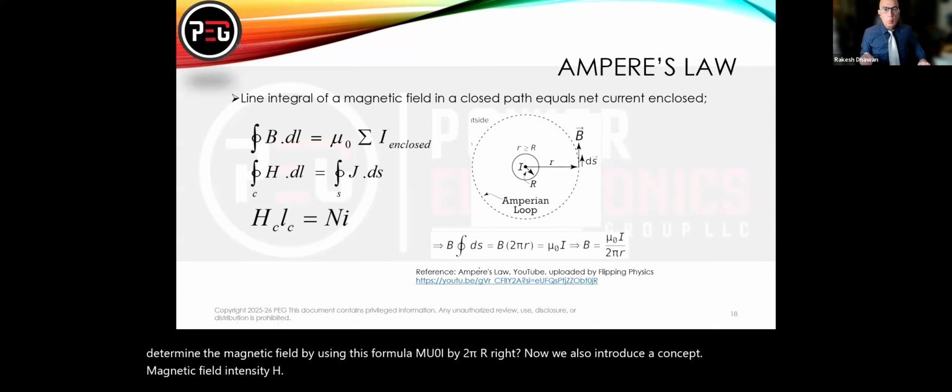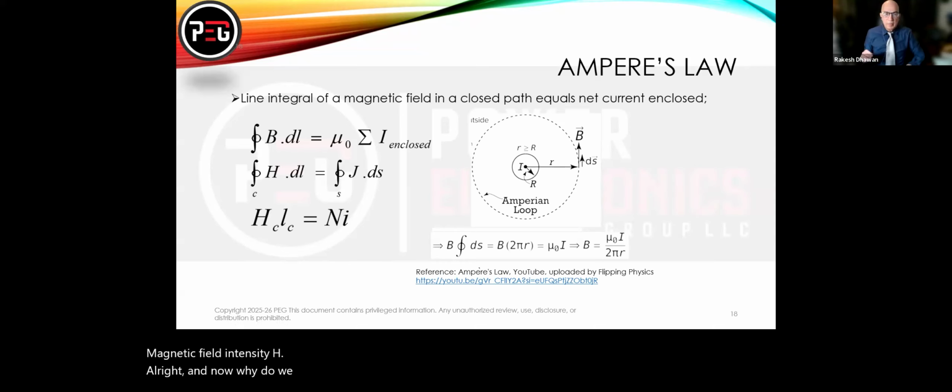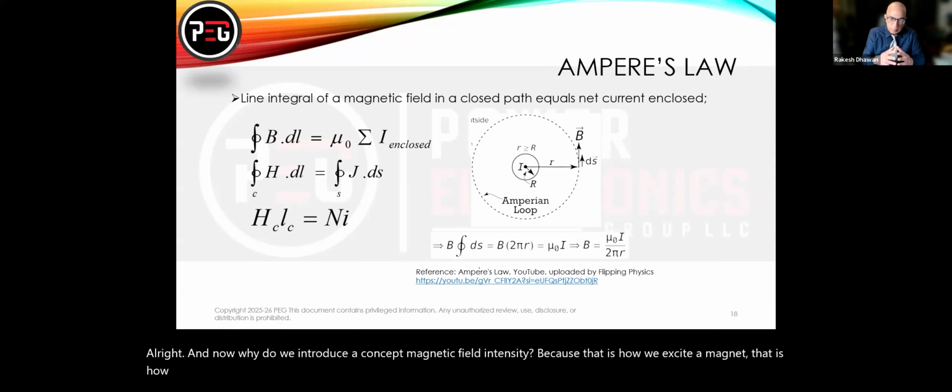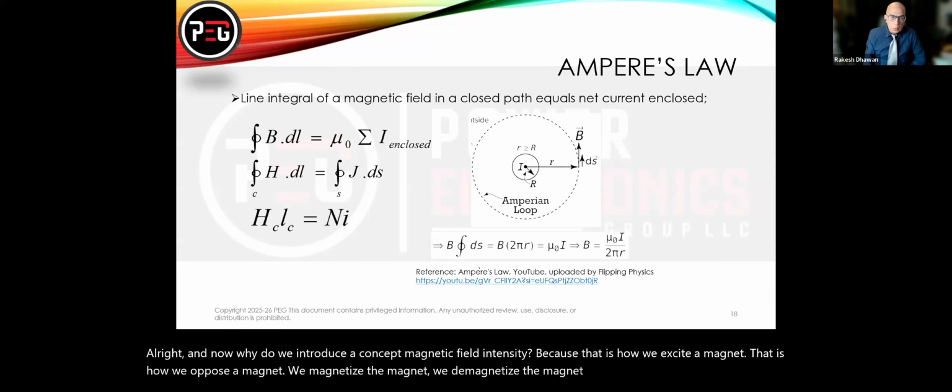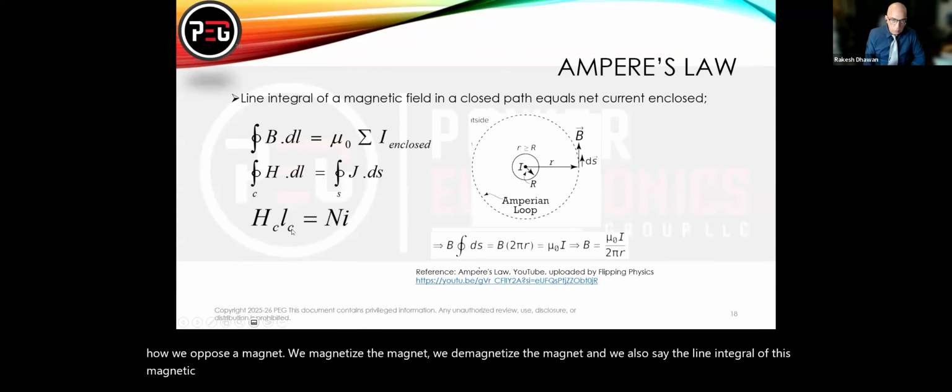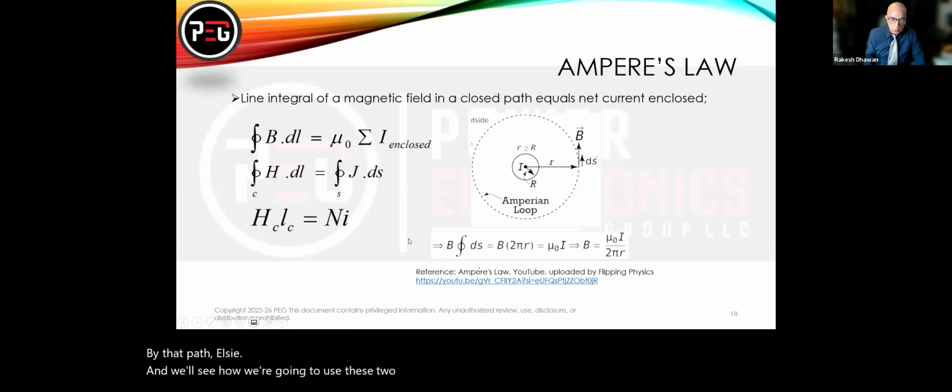And why do we introduce the concept of magnetic field intensity? Because that is how we excite a magnet. That is how we oppose a magnet, we magnetize the magnet, we demagnetize the magnet. And we also say the line integral of this magnetic field intensity is equal to the amount of current enclosed by that path, LC. And we'll see how we're going to use these two factors in our motor design.